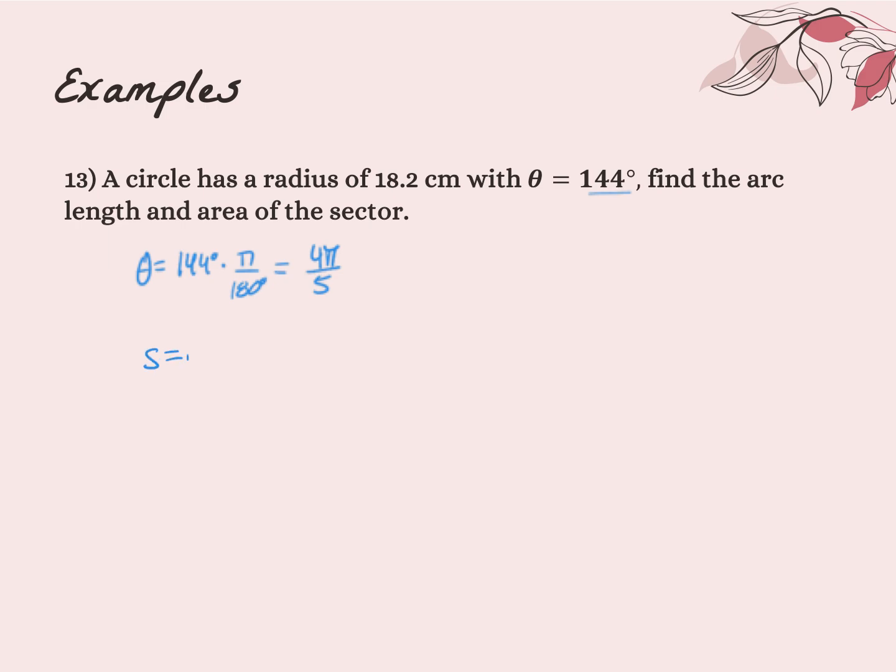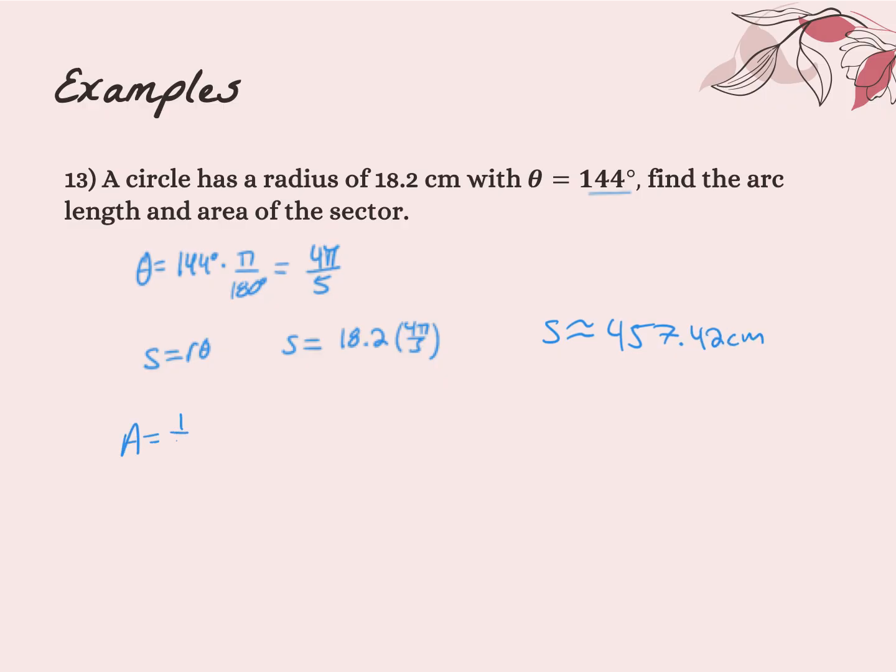So then I'm going to do s equals r theta. So this is going to be s equals 18.2 times 4 pi over 5. Then I'll do the same thing, like 2 decimal places. And then we should get 457.42 centimeters. All right, shouldn't be too bad.